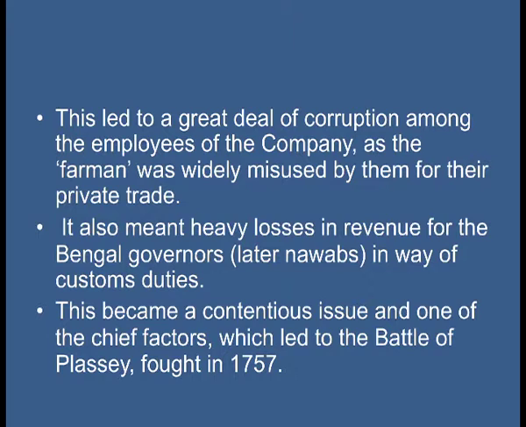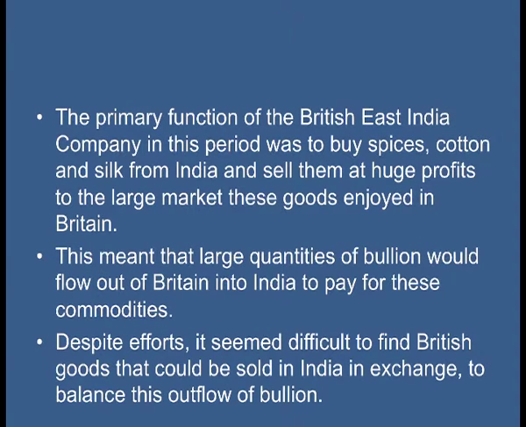The primary function of the East India Company in this period was to buy spices, cotton and silk from India and sell them at huge profits to the large markets these goods enjoyed in Britain. This meant that large quantities of bullion would flow out of Britain into India to pay for these commodities. Now, despite efforts, it seemed difficult to find British goods that could be sold in India in exchange to balance the outflow of Indian goods.